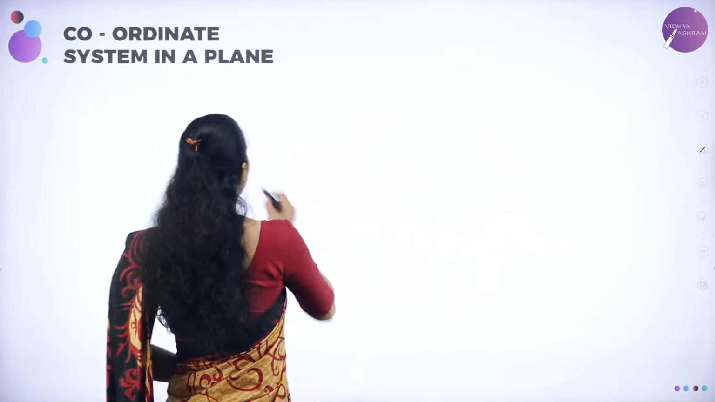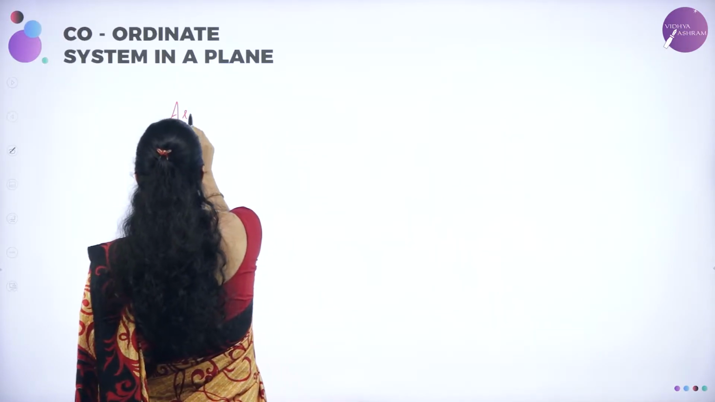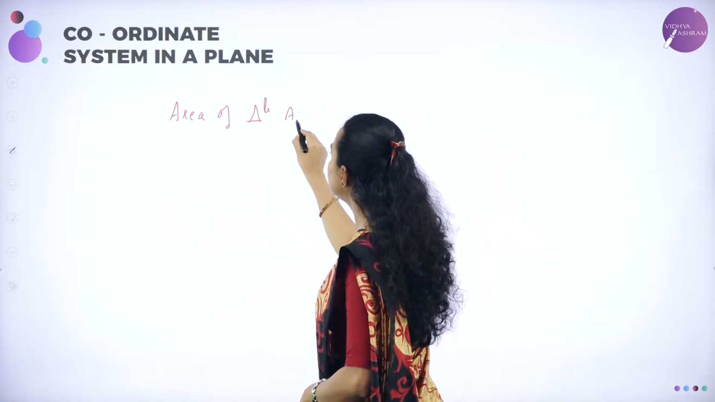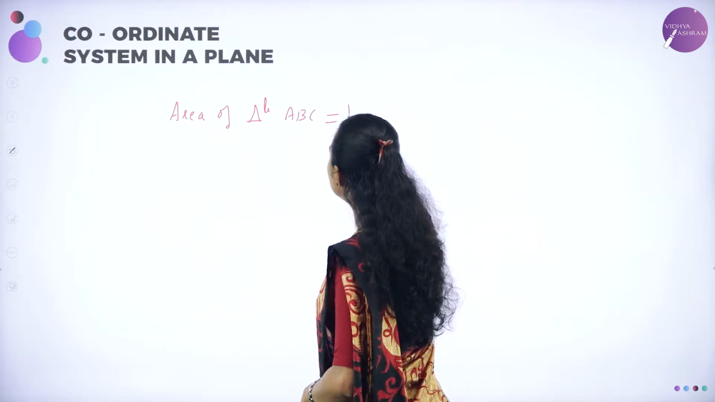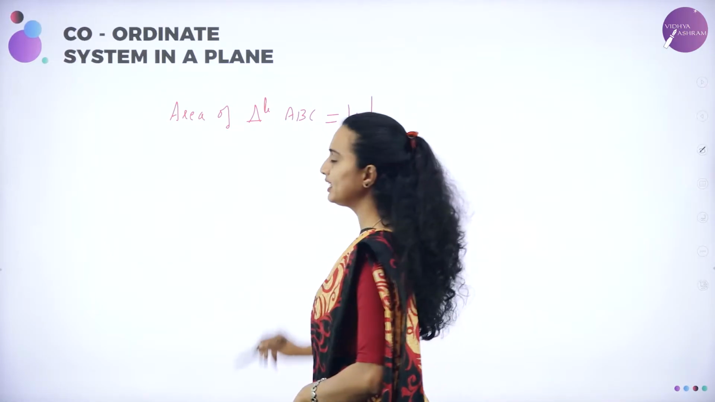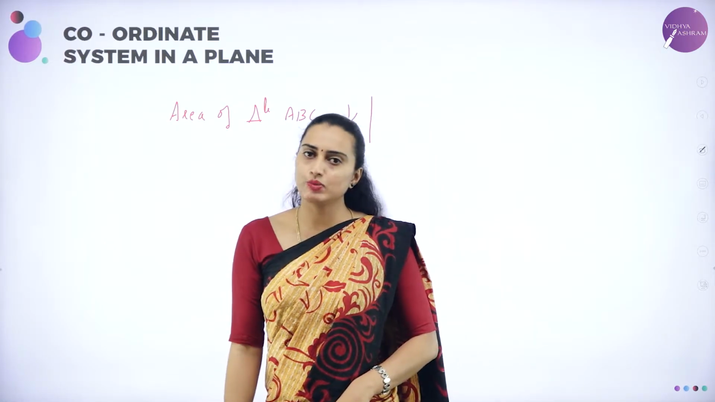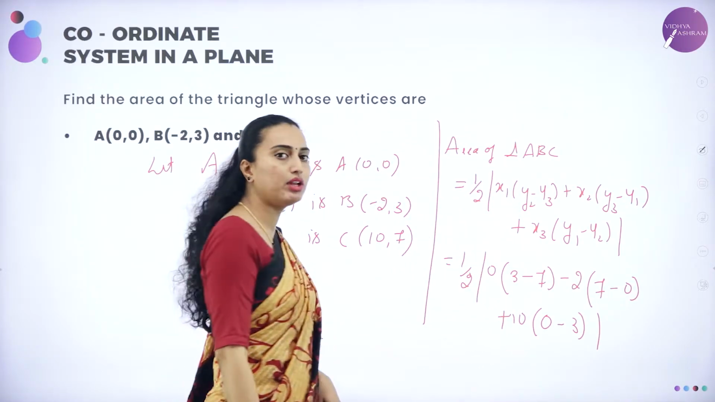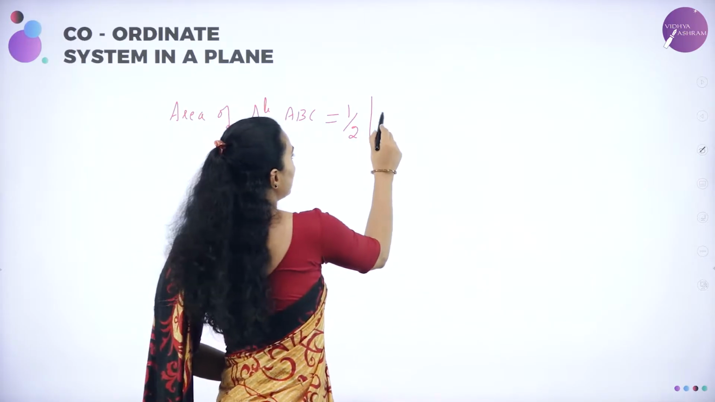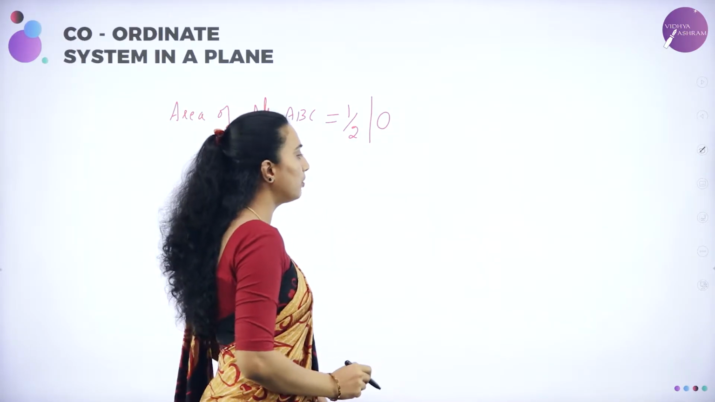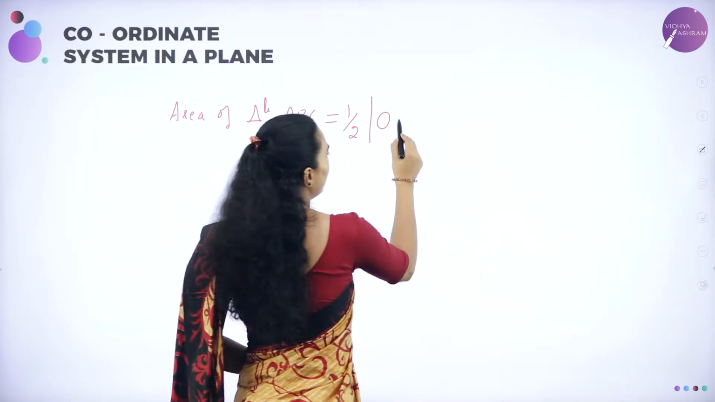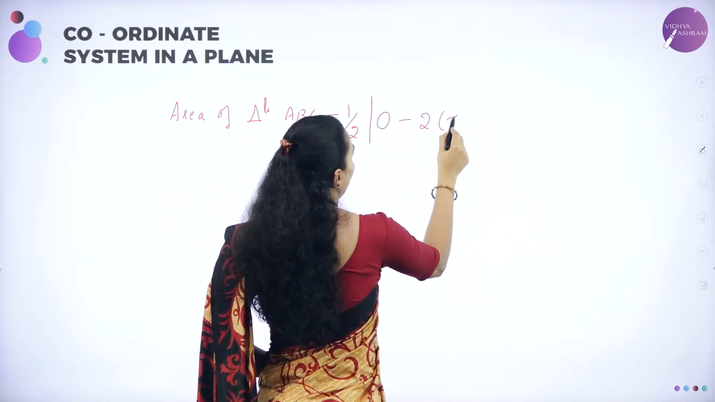So what you are going to have? Area of triangle ABC is equal to half into modulus symbol. What is x1? x1 is 0. You can observe x1 is 0, and 0 into anything will be 0. So I am going to write it as 0. Again, you are going to have minus 2 into 7. What is minus 2 into 7? Minus 2 into 7. Let me write it as it is.